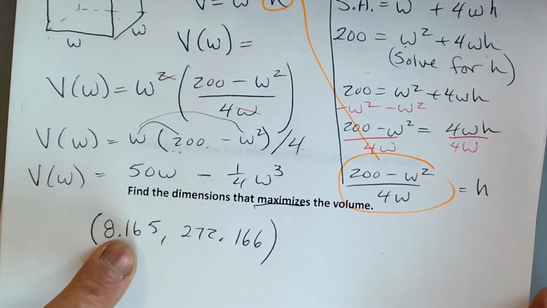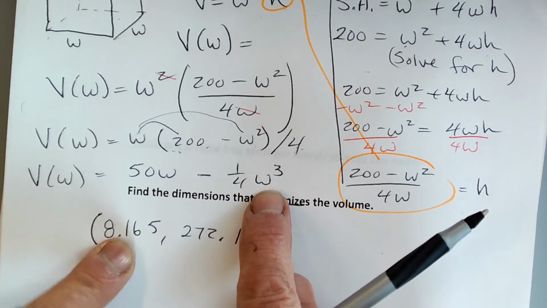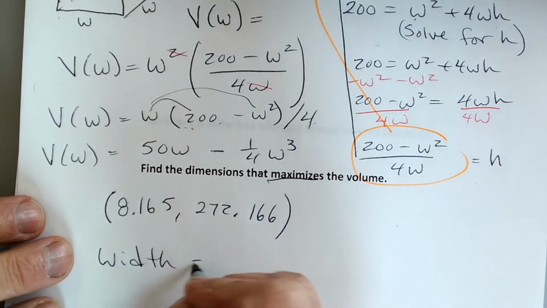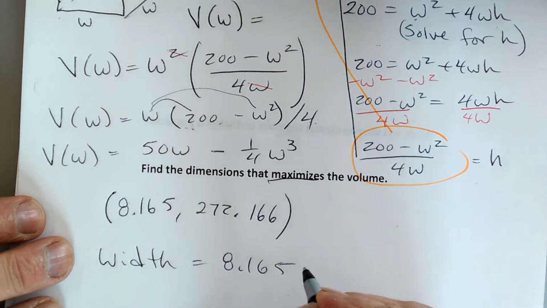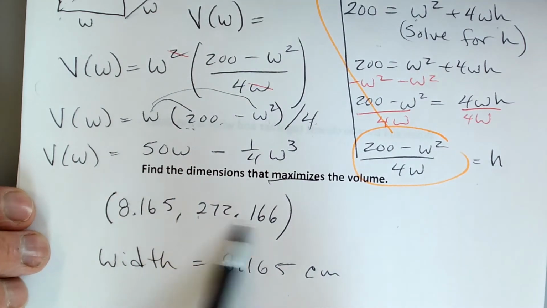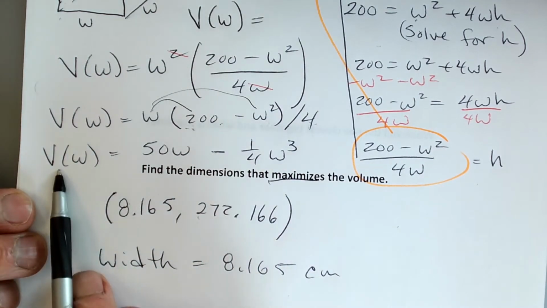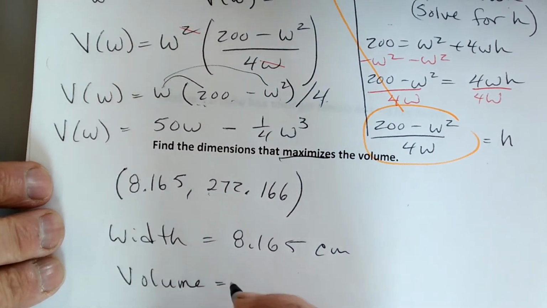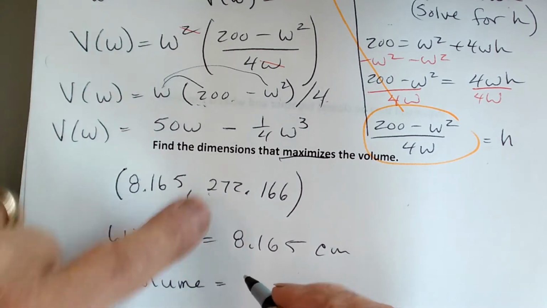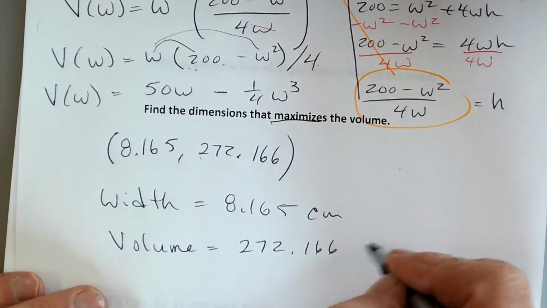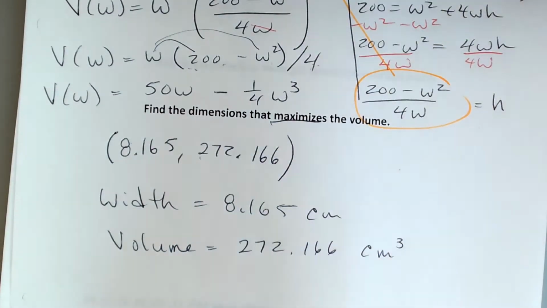So what do we have? Well, in this equation, we really don't have x. This is w, right? So my width, I know my width has to be 8.165 centimeters. And I don't have a y, but I have a V. So my volume is going to be 272.166 volume, centimeters cubed.